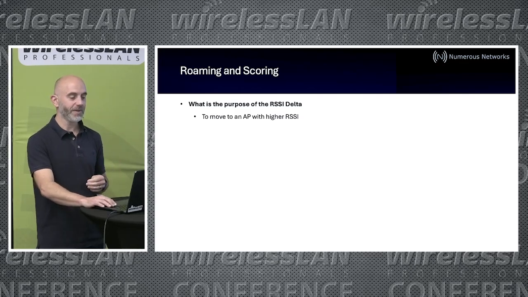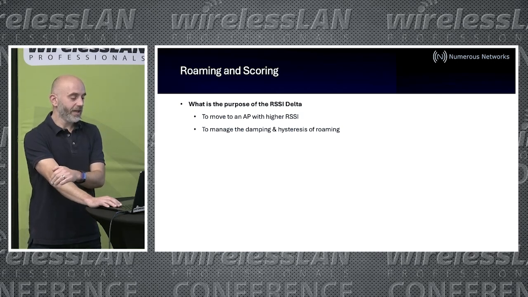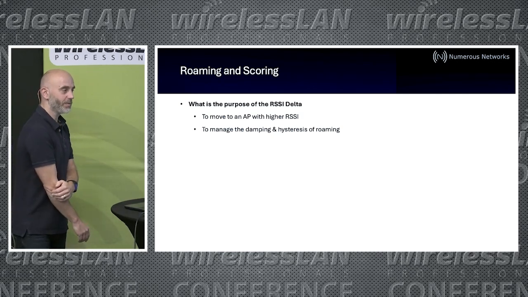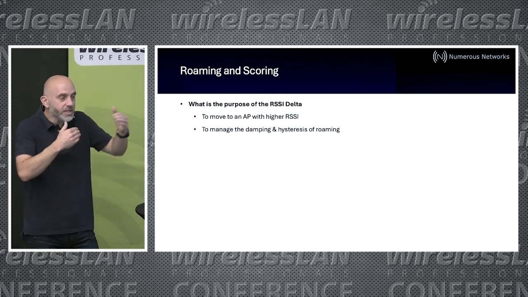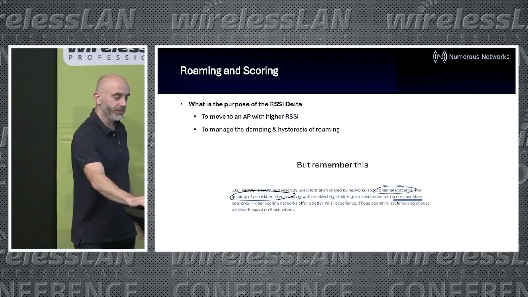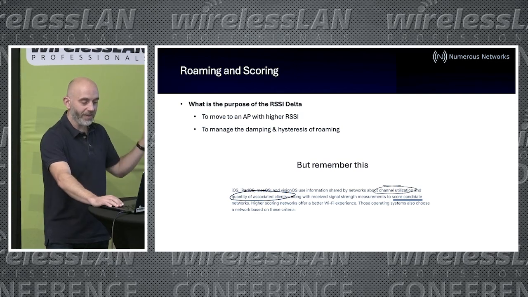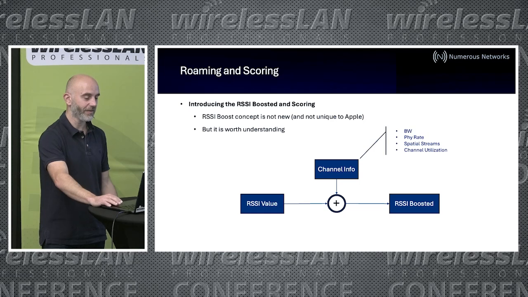Let's have a look at what the delta means. To move to an AP with a higher RSSI, there's a delta to manage hysteresis. Hysteresis is when you get ping pong, when things are flicking all over the place. Something has to be considerably better and stable for some period of time for me to make a change. But remember this: channel utilization, quantity of clients, all that kind of stuff.